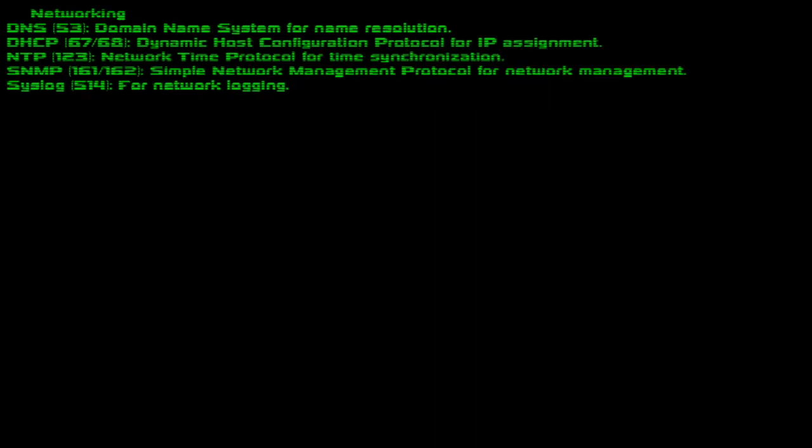Networking. DNS, 53: Domain Name System for name resolution. DHCP, 67 server and 68 client: Dynamic Host Configuration Protocol for IP assignment. NTP, 123: Network Time Protocol for time synchronization. SNMP, 161 agents polling and 162 asynchronous traps: Simple Network Management Protocol for network management. Syslog, 514, for network logging.